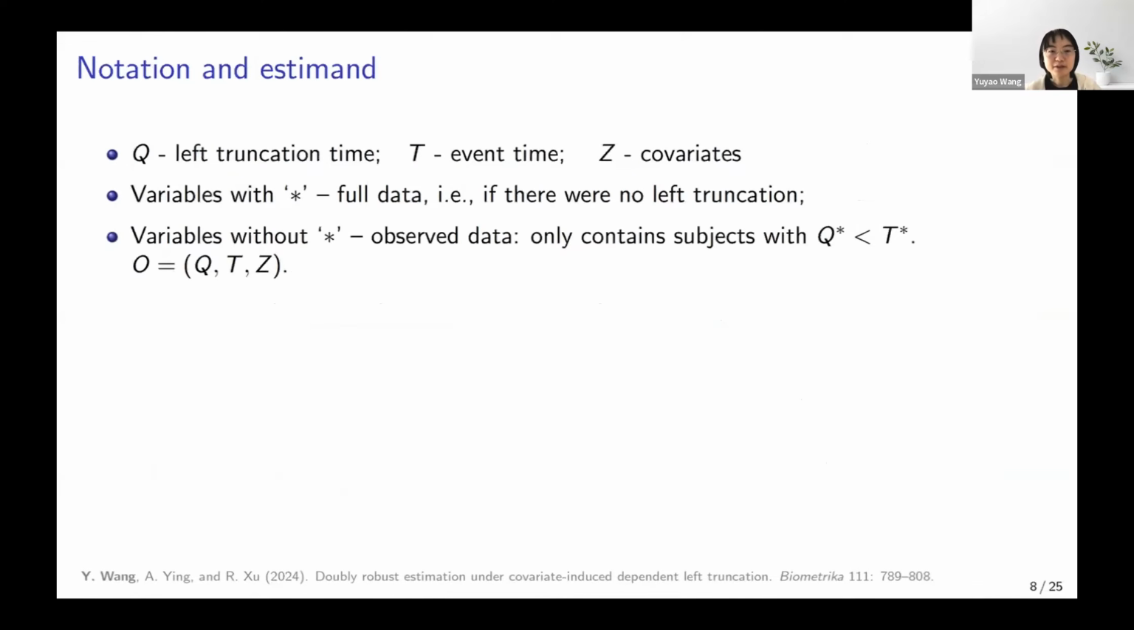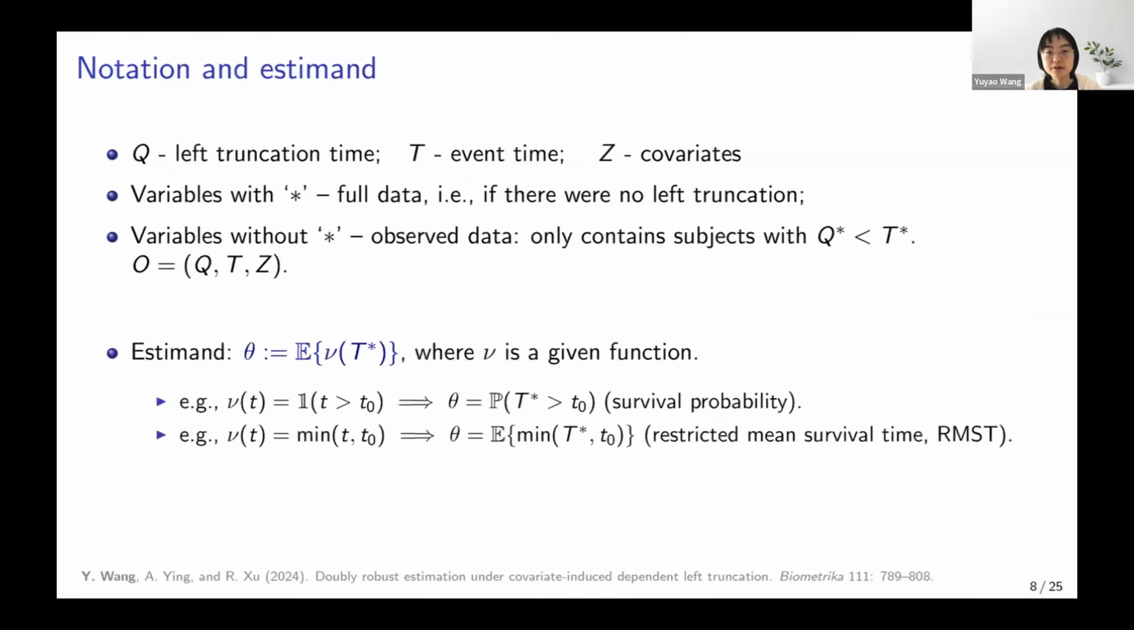And to begin with, let me first introduce some notation. Again, we use Q to denote the left truncation time, T to denote the event time of interest, and Z to denote covariates. And we use star to denote variables in the full data, that is, if there were no left truncation, and without star to denote variables in the observed data, which only contain subjects with Q less than T. And for each observed subject, we observe the triplet Q, T, Z.